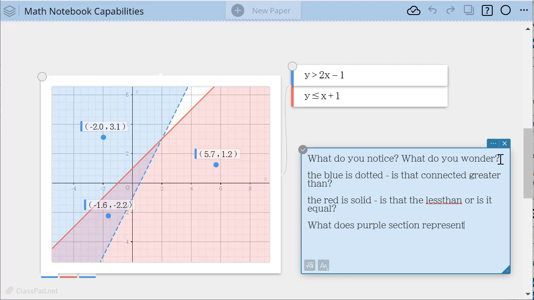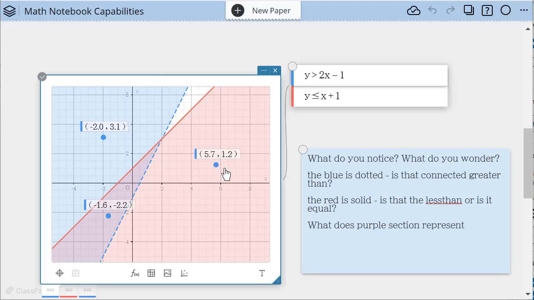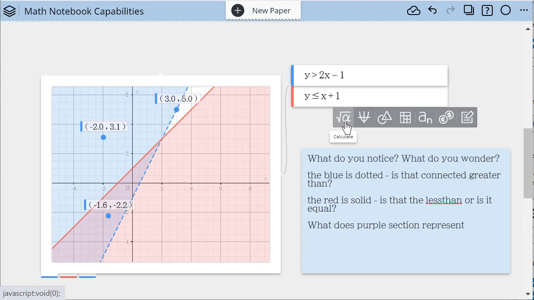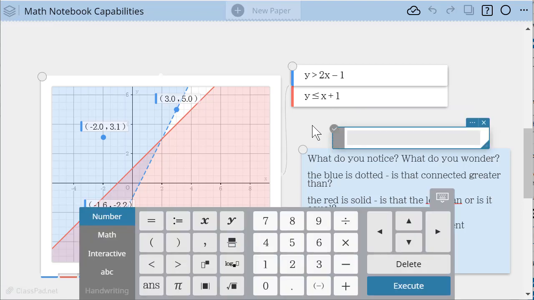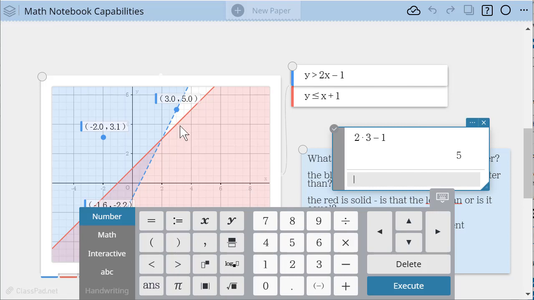So they could have all these wonderings, and then they could go around and explore, so we can move our points and see what the difference is. Maybe now, I wonder if this point that's on the blue line, right now it's on the blue line, would that be a point that, since it's on the blue, does that make that true if I substitute it in? So then maybe now, because again, paper, I can do whatever I want. I want to pull up a calculator and let's see if that's true. So if I substitute 3 in, so is 2 times 3 minus 1, is that going to equal 5? It does equal 5.